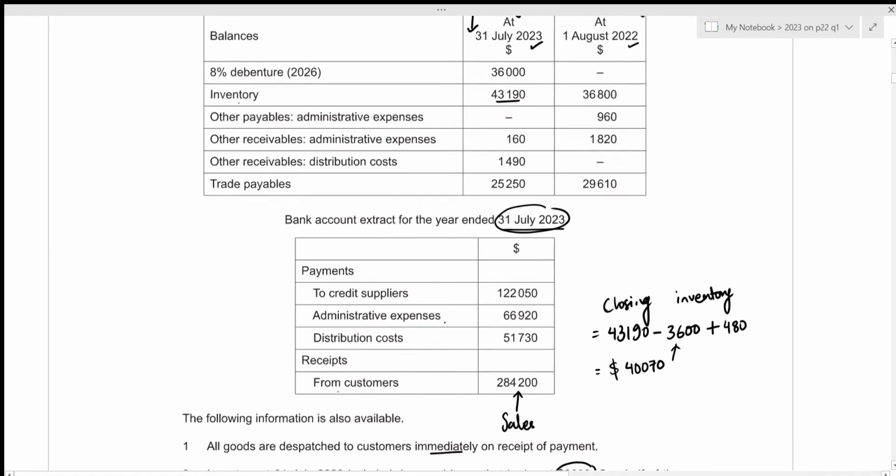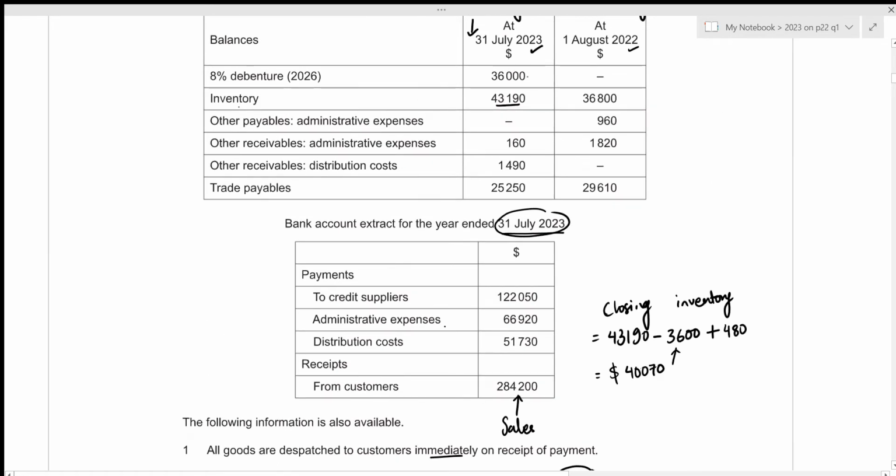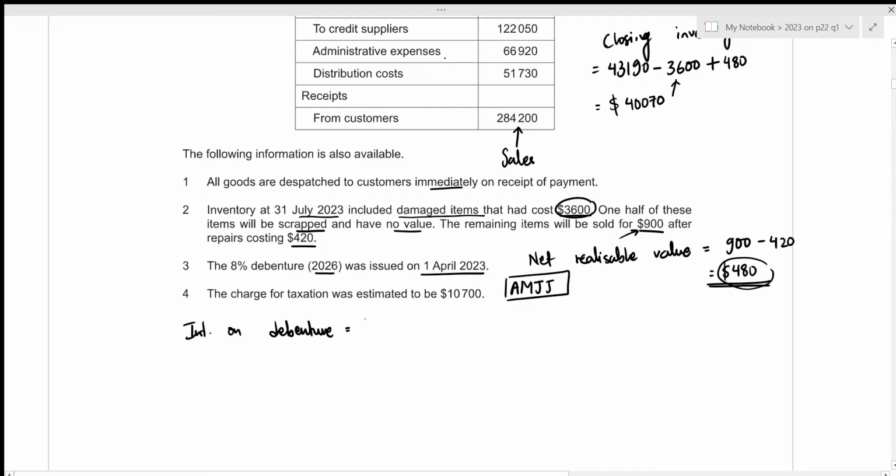We start with the amount for debenture, which is given to be 36,000. We're given the rate of interest on debenture to be 8%, but this will give our interest on debenture on an annual basis. So this will be the interest for 12 months, but we have only used the debenture for 4 months. That is why we'll be multiplying it by 4 and dividing it by 12. So we're basically utilizing our unitary method here. This will give our interest on debenture to be 960. Then the charge for taxation was estimated to be 10,700.